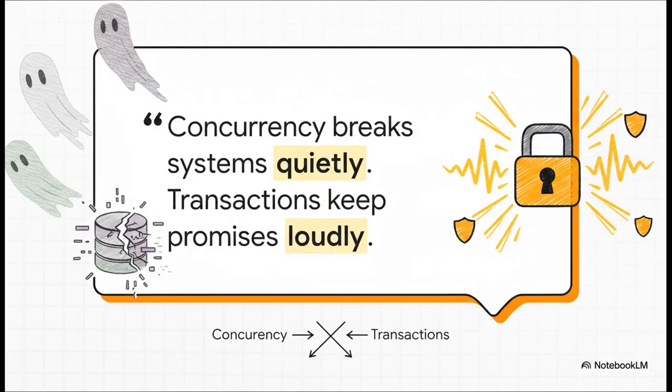And really, that brings us to the core of it all. The problems that concurrency causes, those ghosts we talked about, are sneaky. They can creep in and corrupt your data silently over months or years. Transactions are the exact opposite. They are a loud, clear, and totally enforceable promise that your data will stay correct and consistent, no matter how much chaos is happening around it.